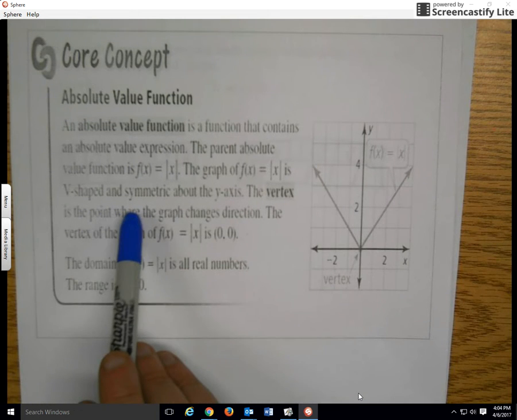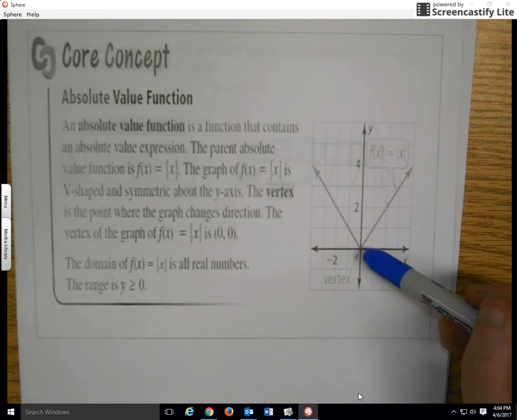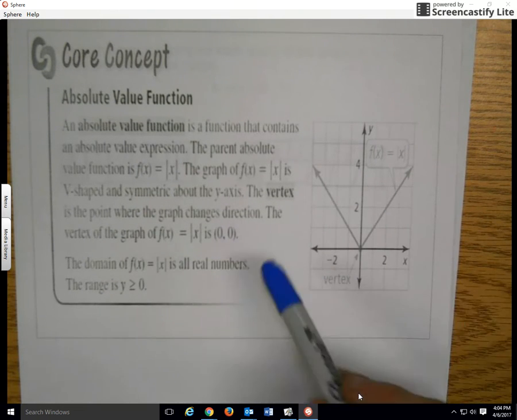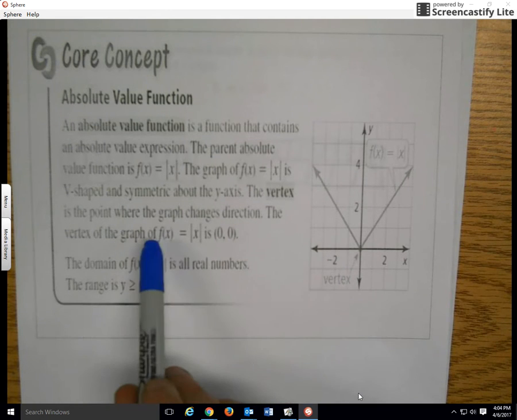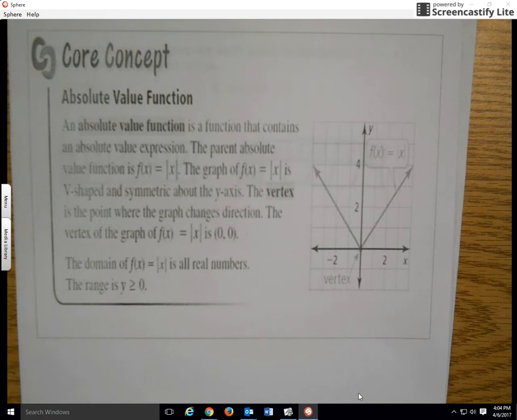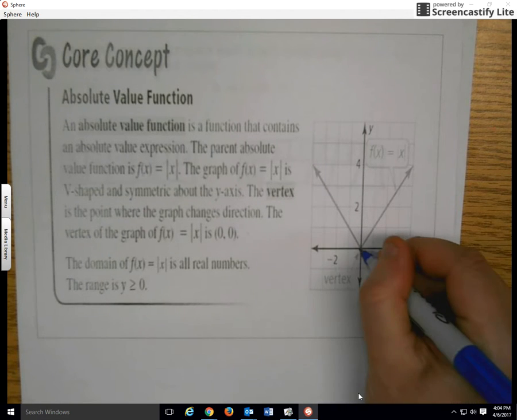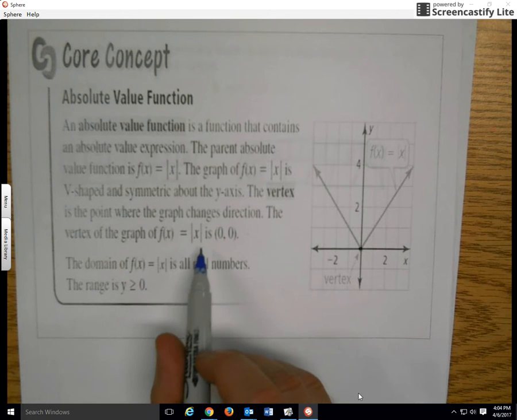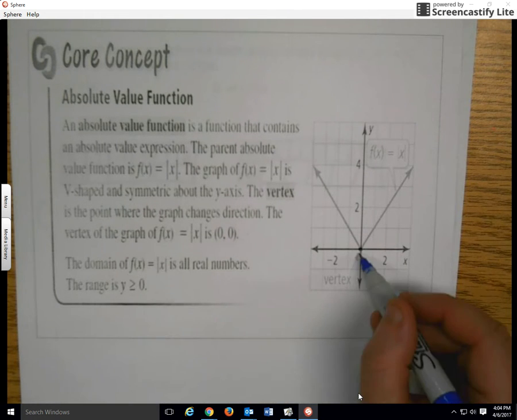It's symmetric about the y-axis. So whatever's done on one side is exactly done to the other. The vertex is the point where the graph changes direction. So right here is the vertex, that's the tip where the two lines meet. And the vertex of the graph of f of x equals the absolute value of x is 0, 0, so the origin.